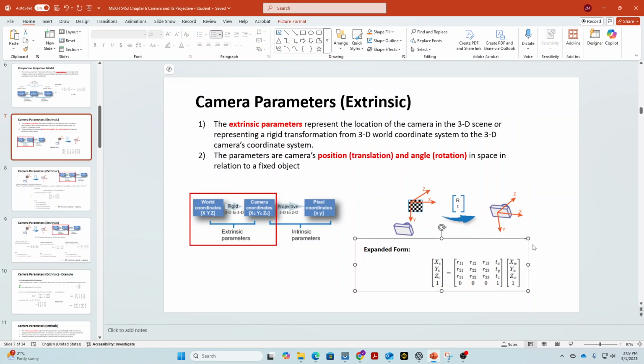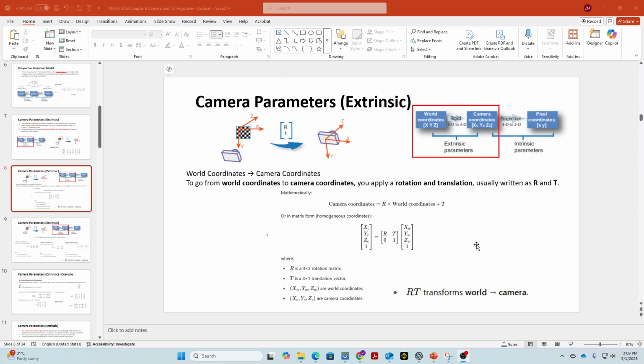Okay, so the translation matrix, last time we learned about translations as image transformation. So that is going to be using the same formula. Okay, so we are going to look here at world coordinates to camera coordinates.